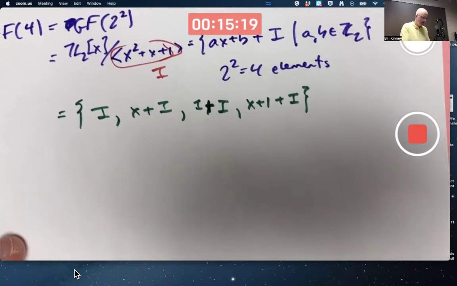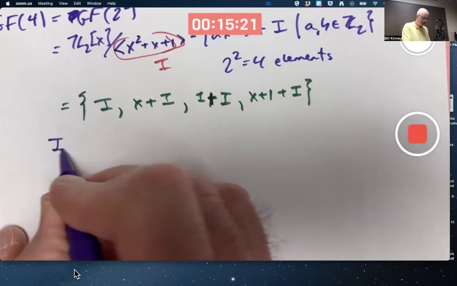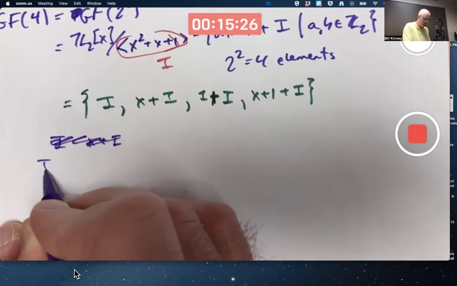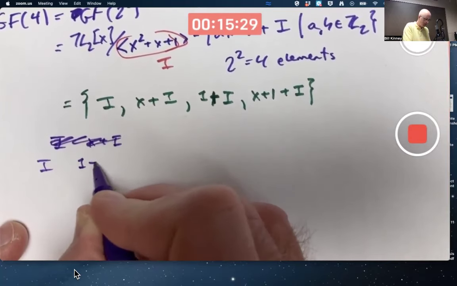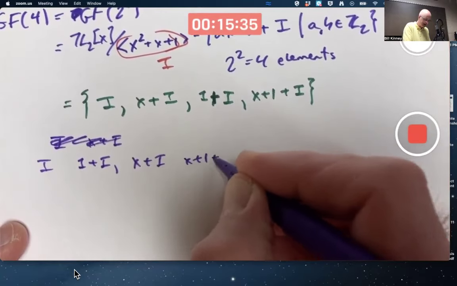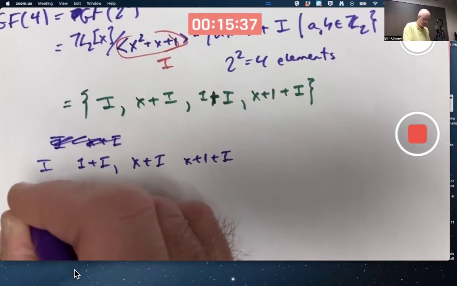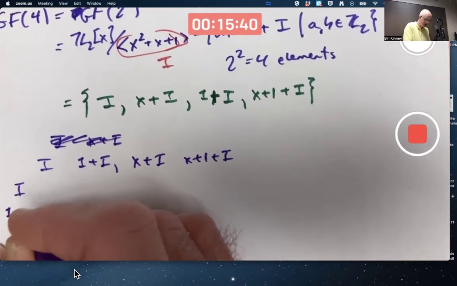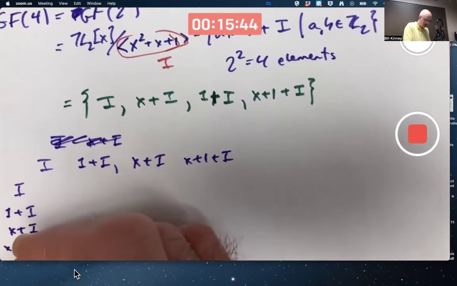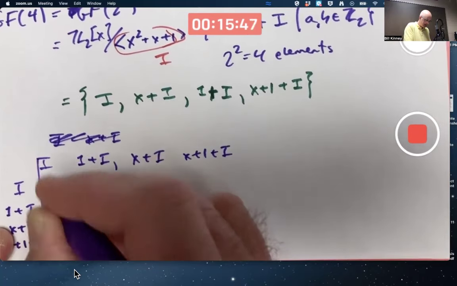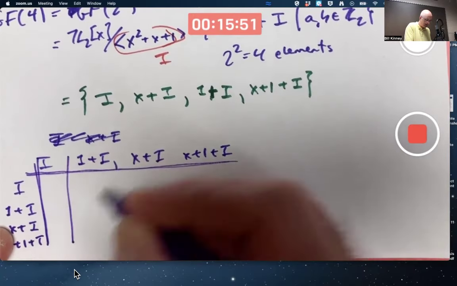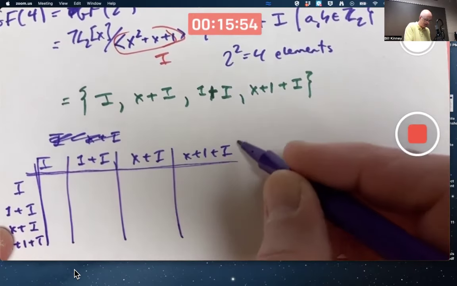So making the addition table. Oops, let's rewrite it. Let's put 1 here. X plus I, x plus 1 plus I. 1 plus I, x plus I, and x plus 1 plus I. As quickly as we can, let's go ahead and add here. It will be a group under addition, right? Fields are always groups under addition.